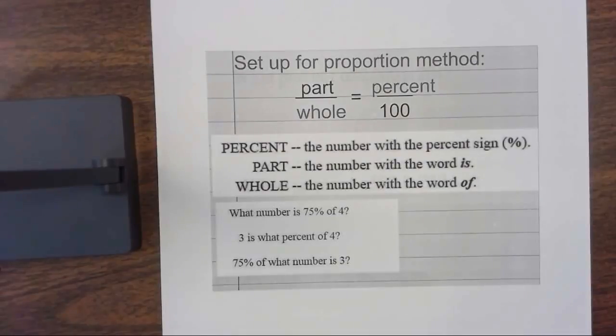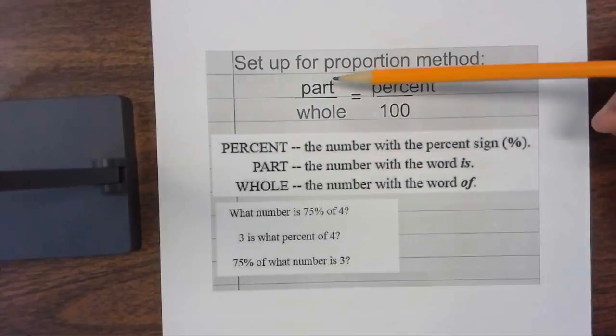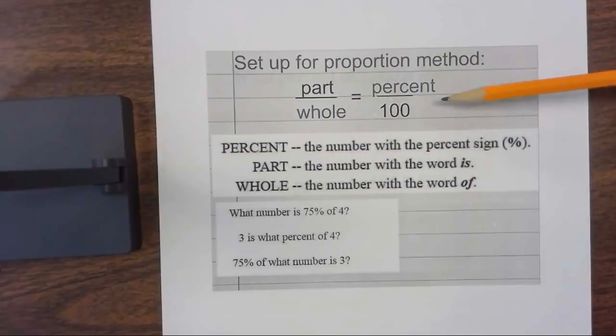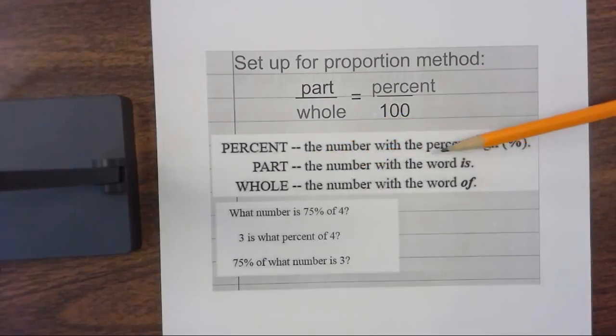All right, so we will set up a proportion to solve percent problems, okay? And here is how we're going to set it up. You guys remember that a proportion is two fractions separated by the equal sign. One fraction will be part over whole, and the other will be percent over 100. The percent will be easy to recognize because the number will be next to a percent sign. The part is usually the number which goes with the word is, and the whole is the number which goes with the word of.